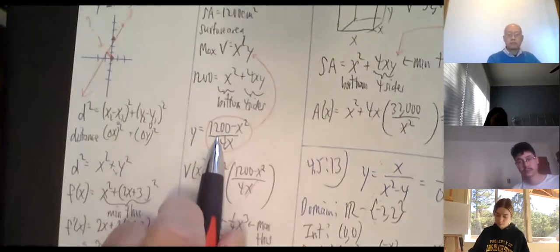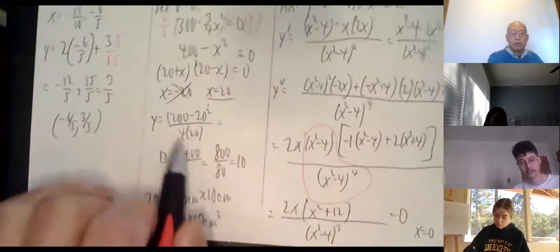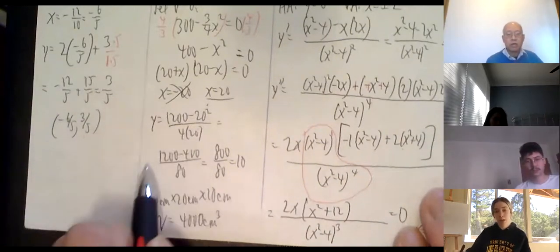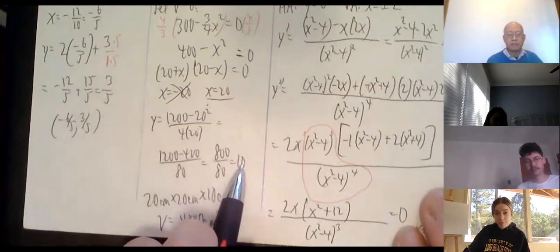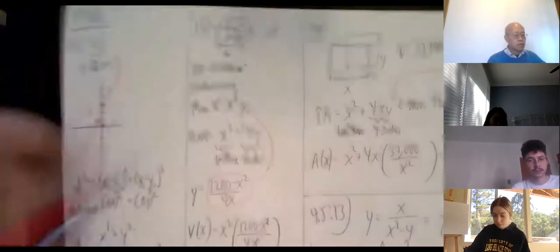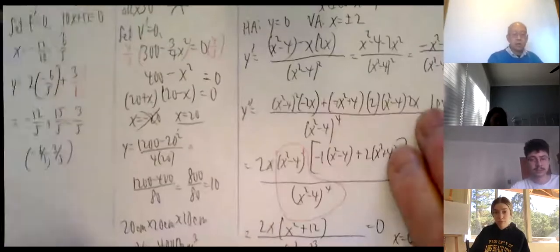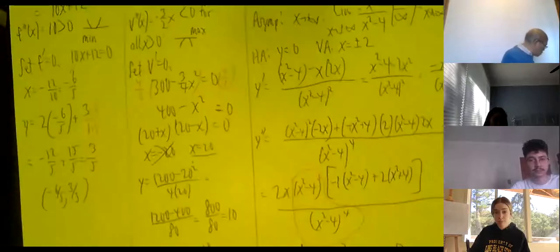The y, plug back in here. So 1,200 minus 20 squared divided by 4 times 20. If you work it all out, it comes out to be 10. Okay, so the dimensions are 20 by 20 by 10. But answer the question.